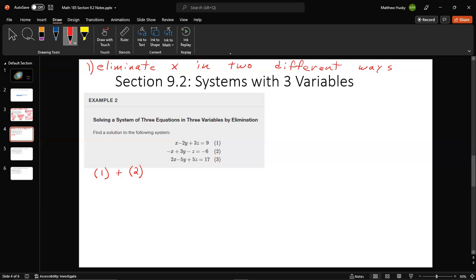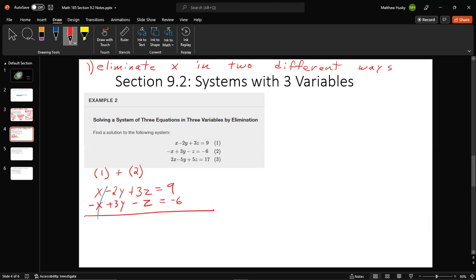So what we're going to do is we're going to take x minus 2y plus 3z equals 9, and we're going to take the other equation, negative x plus 3y minus z equals negative 6. We're going to add all the different matching parts together. As promised, this will eliminate x. x minus x cancels out.